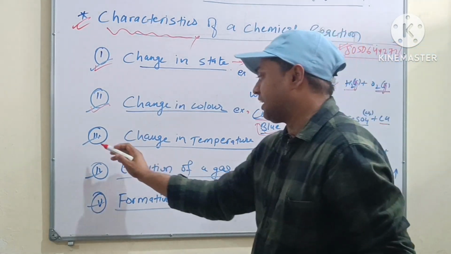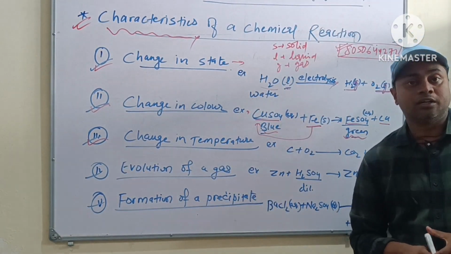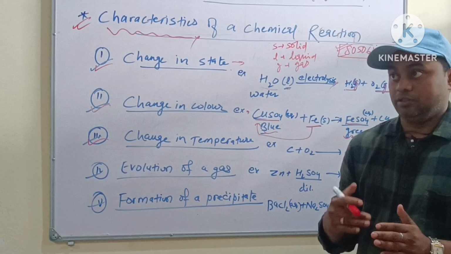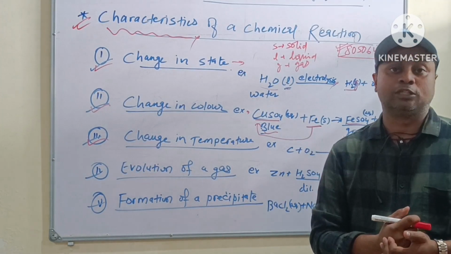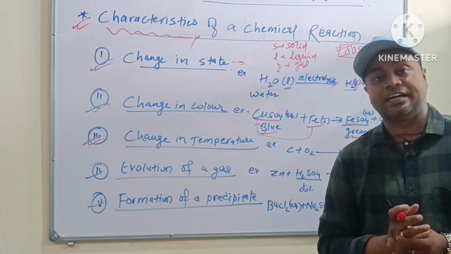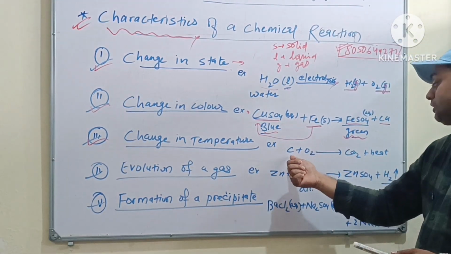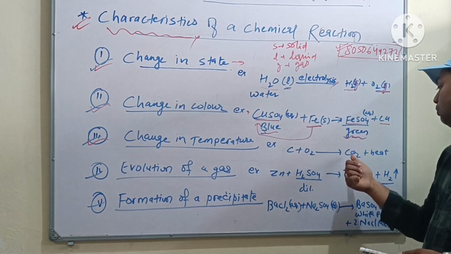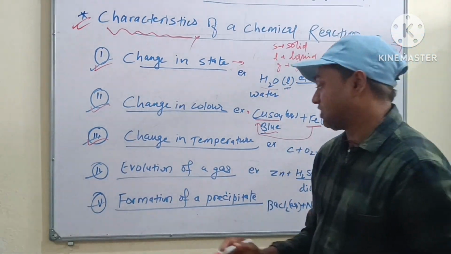Third characteristic is, students, change in temperature. When we talk about change in temperature, either temperature increases or decreases during the process, then we can say that chemical reaction has taken place. For example, when you burn the coal, C is coal, reacts with oxygen, gives you what? CO2 plus heat. Heat is generated. We can say that it is a chemical reaction.